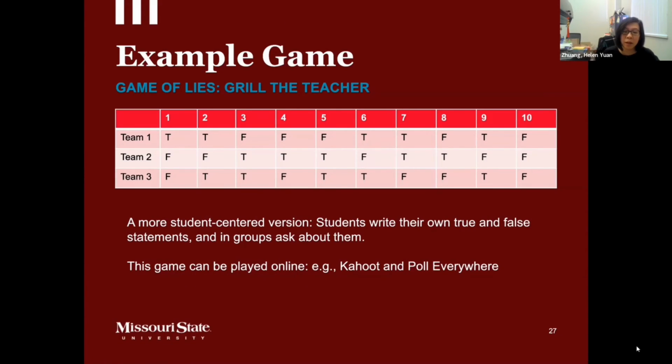Okay, and this game can also be played online, for example, on the Kahoot or Poll Everywhere website. Hopefully this game I shared today will give you some ideas how to insert simple free games into class teaching. And there are also some paid games online.